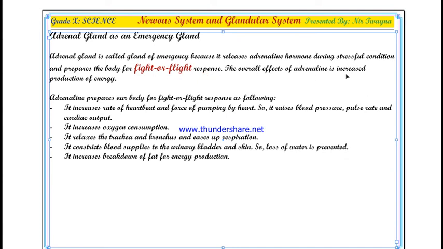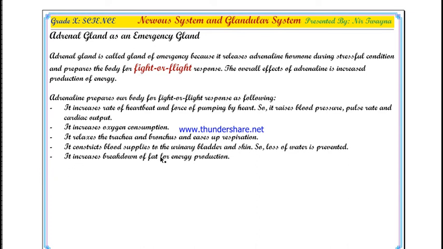Fight or flight response. The overall effect of adrenaline is increased production of energy. Now, adrenaline prepares our body for fight or flight response as follows. It increases rate of heartbeat and force of pumping by the heart. So it raises blood pressure, pulse rate and cardiac output. So you understand this? Next, it increases oxygen consumption. It relaxes the trachea and bronchus and eases respiration. It dilates your windpipe so that you can easily breathe in, you can easily take oxygen inside.